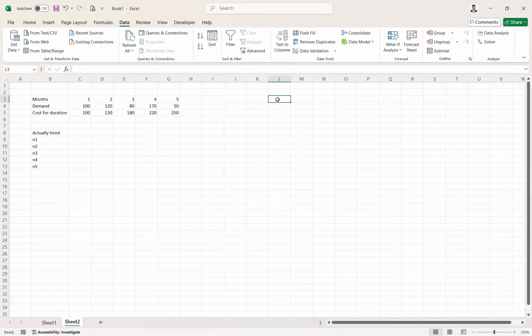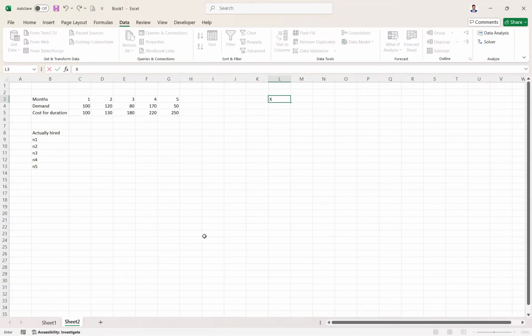Then let me introduce one more variable. I hope N1, N2 and N5 are clear. N1 is the number of employees working only for that particular month. Means N1, so only for first month. In first month, how many employees are working? N2 means in second month, how many employees are working? N3 means in third month, how many employees are working?